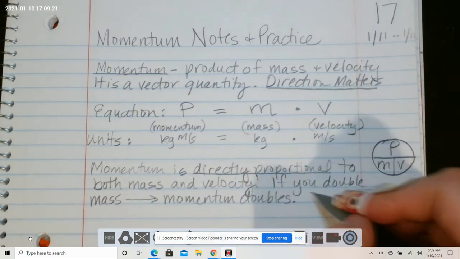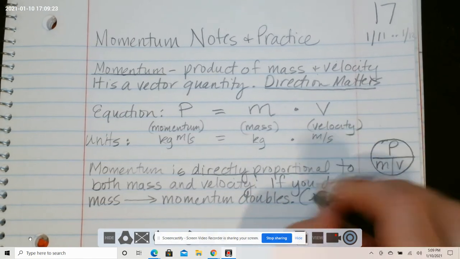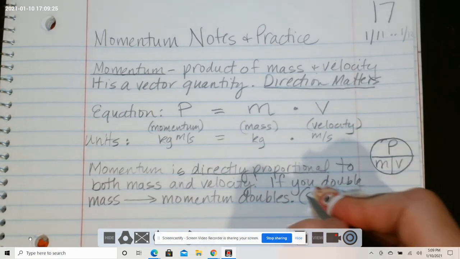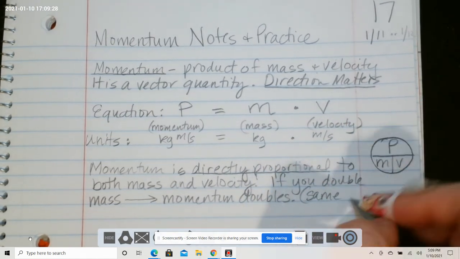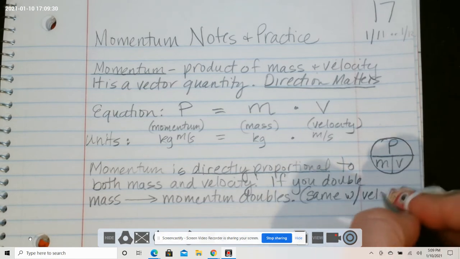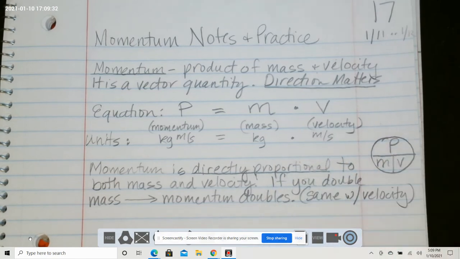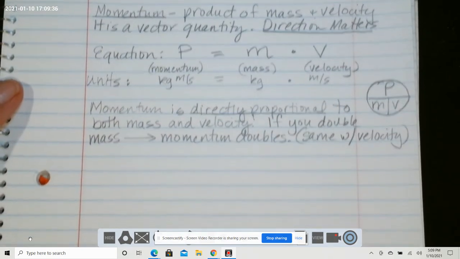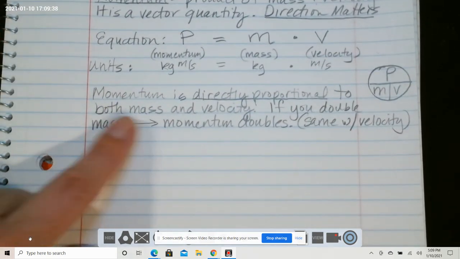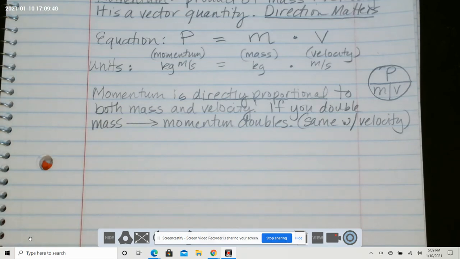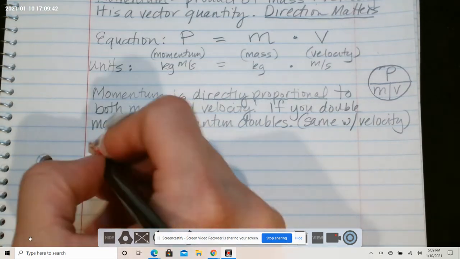And then that's the same with velocity. So if velocity doubles, then momentum doubles. I'll just write that down there. Anytime things are directly proportional, if you double one of them, the other variable will double as well. So let's talk about what if we double both.